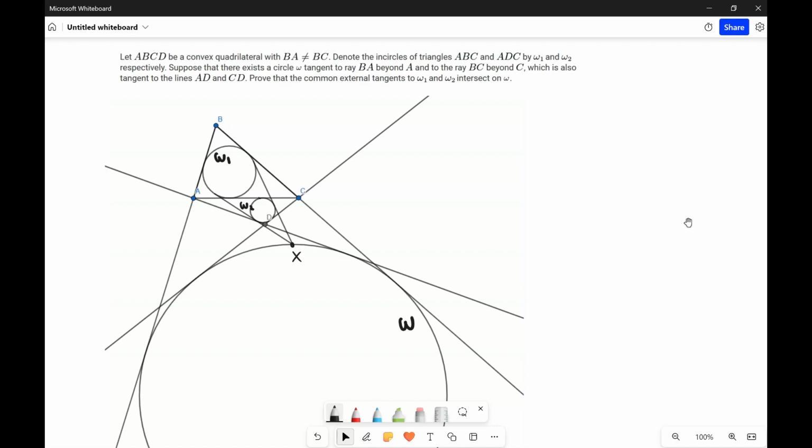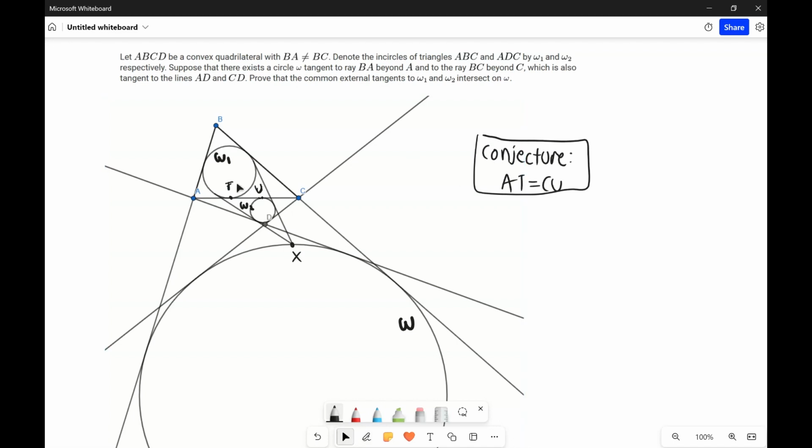And if we do, then we see that if T is a tangency point of omega 1, and U is a tangency point of omega 2, which I labeled here, then we conjecture that AT is equal to CU. So how do we prove this conjecture?